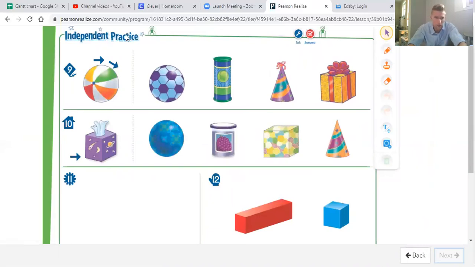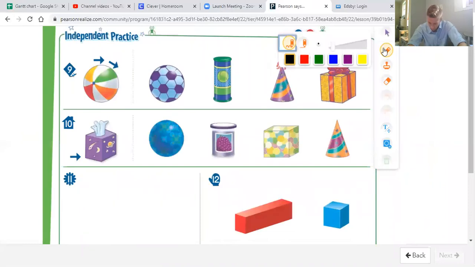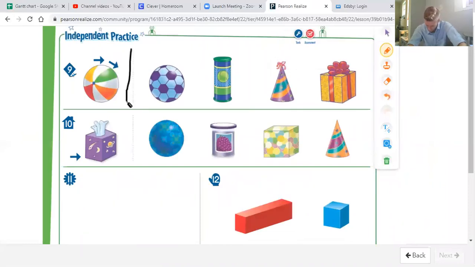Number 9 says, look at the rolling object on the left. That's right here. Okay. Draw a circle around the other objects that roll. I'll give you a few seconds. All of these options here, which ones can roll?